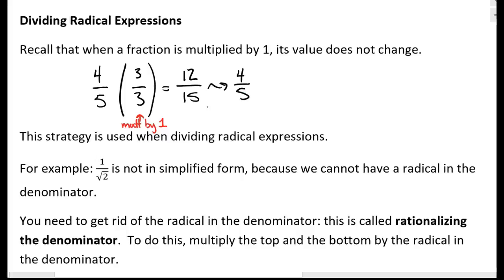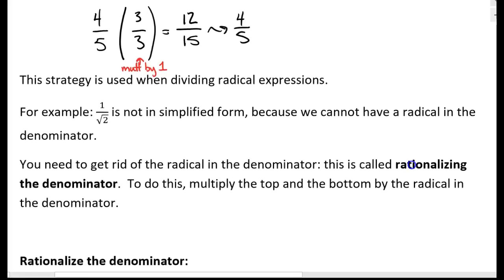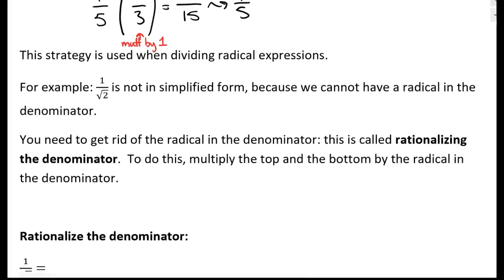So we use this idea of multiplying by 1 when we're trying to simplify radical expressions, when we're dividing radical expressions, because what we actually want to do is we want to get rid of that radical in the denominator. So we call this rationalizing the denominator. And what that is, is canceling the radical in the denominator. Cancel is not the best word. Maybe just eliminating.